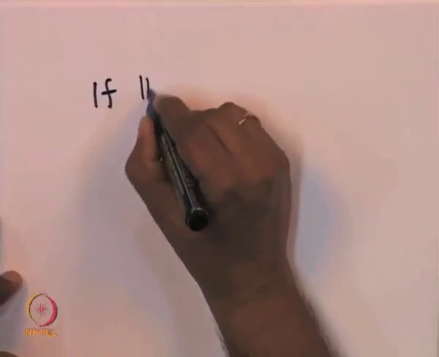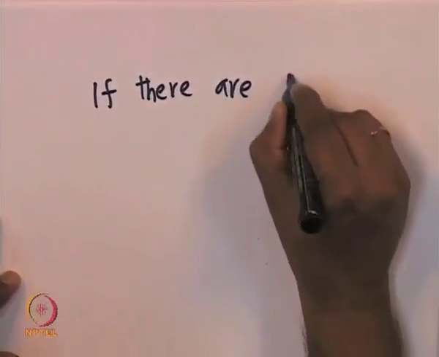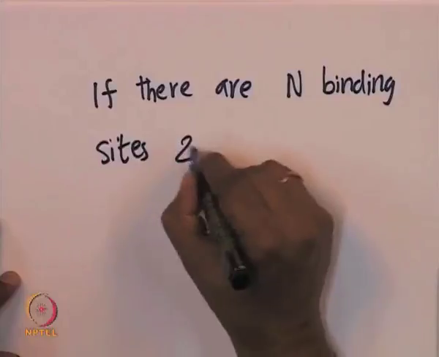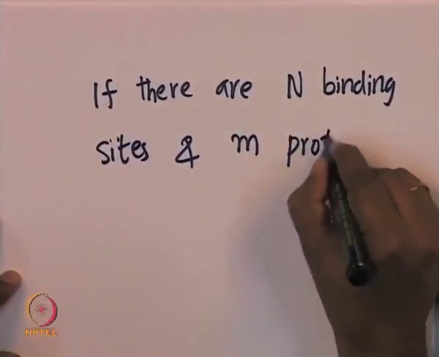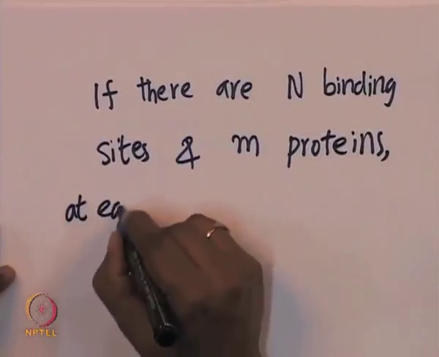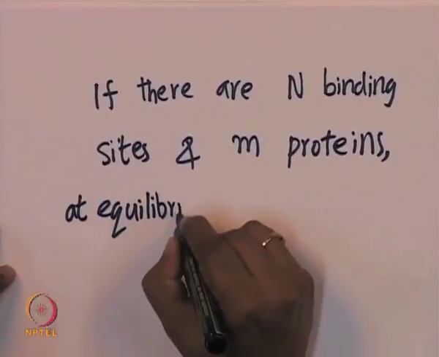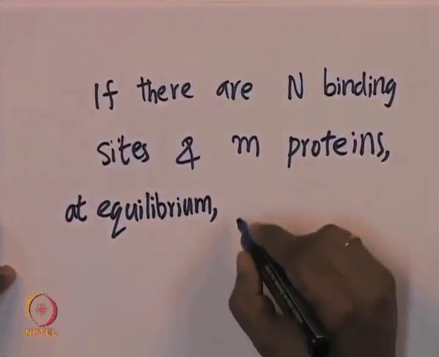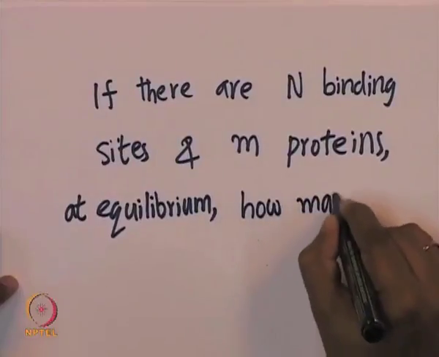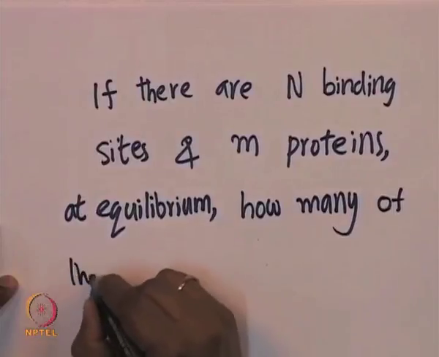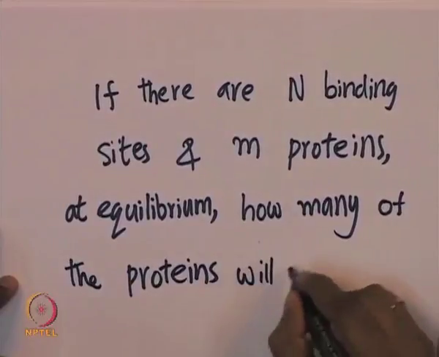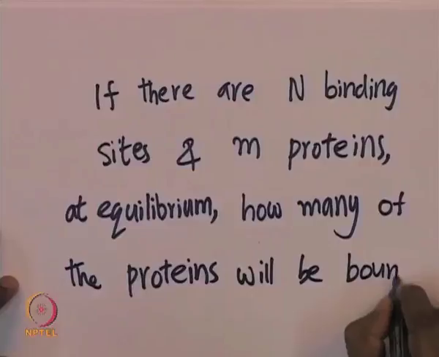So, let's say there are n binding sites and m proteins. At equilibrium, how many of the proteins will be bound onto the DNA?